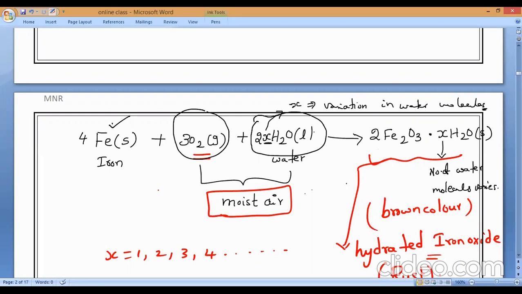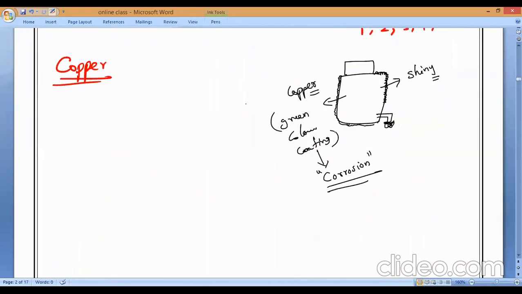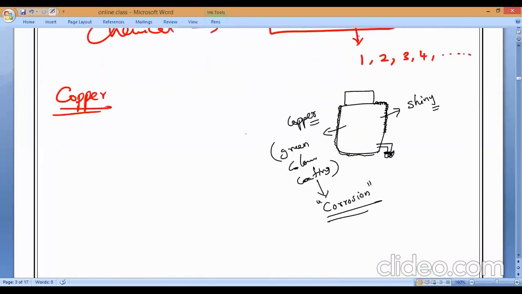So that is why we can say the required conditions for rusting of iron are three. One is iron metal or iron article. Second is oxygen, and third is water vapor or moisture. Without these three, or any one out of these three, the corrosion won't be carried out. That is, rusting of iron won't be carried out. So that is the first corrosion reaction.